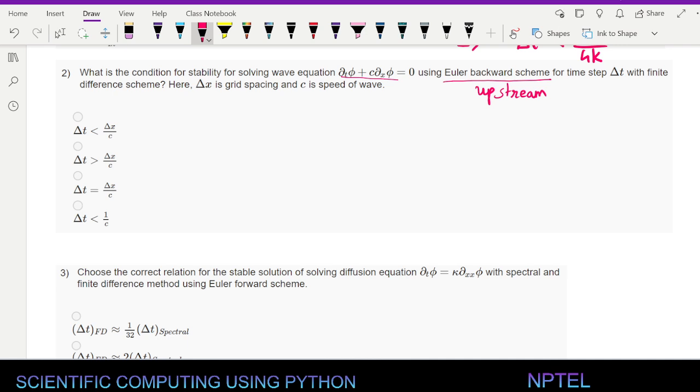So again, common sense, delta t has to be less than this. So these two can't be the answer, and this is even dimensionally incorrect. So it has to be this one, and this we saw, that in a delta t time, the shift delta x is c times delta t, and then delta t should be less than what this shift is. So it becomes delta x by c.